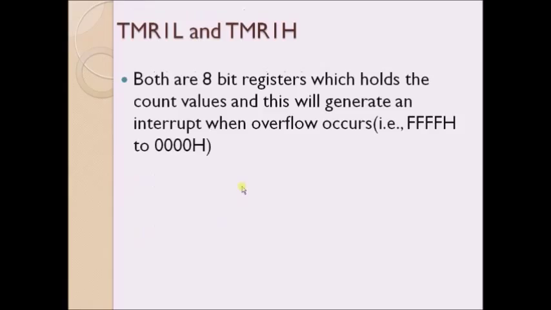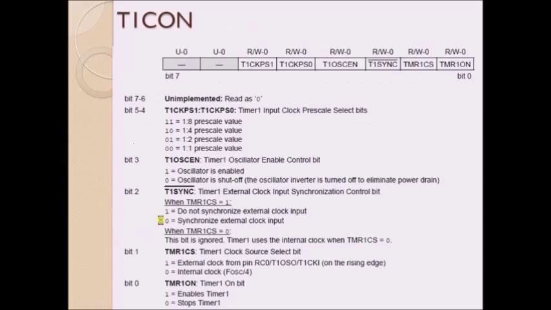Let us see how to use this. Timer 1 low and Timer 1 high are two 8-bit registers. Combined, they become a 16-bit register. These registers will be holding the count value, similar to TMR0. As it is a 16-bit register, its maximum value would be FFFF. So whenever it rolls over from FFFF to 0000, it will generate an interrupt.